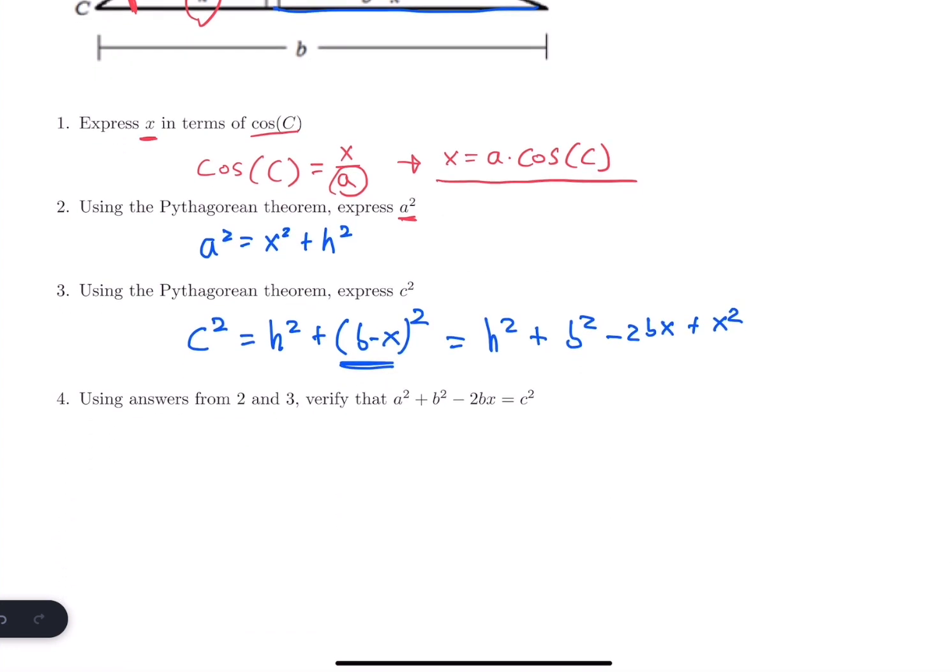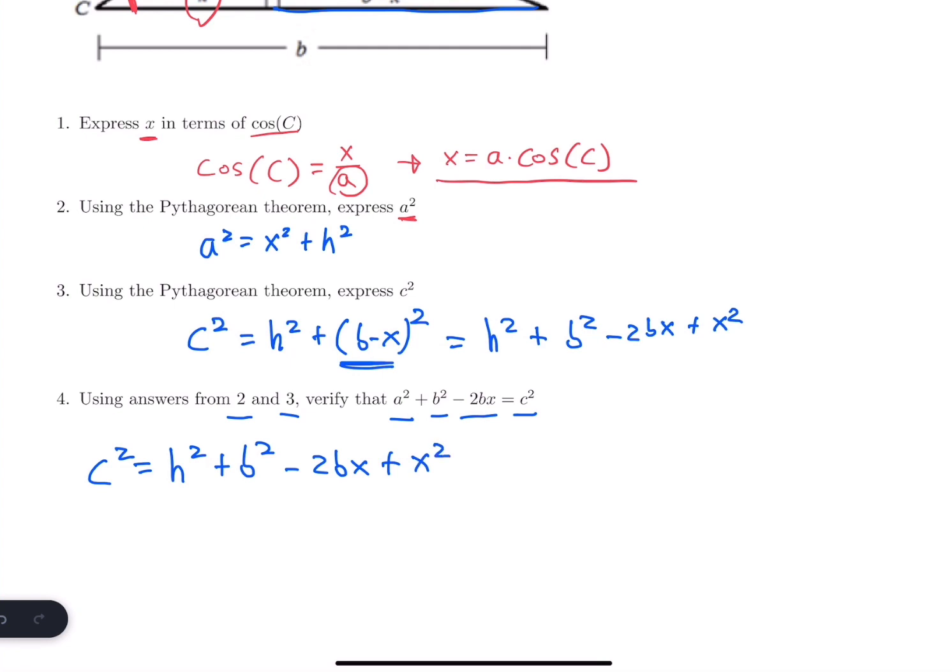Step 4, using answers from 2 and 3, verify that a squared plus b squared minus 2bx equals c squared. How do we do that? Let's begin from 3 first. This tells us that c squared equals this expression right here, just from the Pythagorean theorem. So c squared equals h squared plus b squared minus 2bx plus x squared.